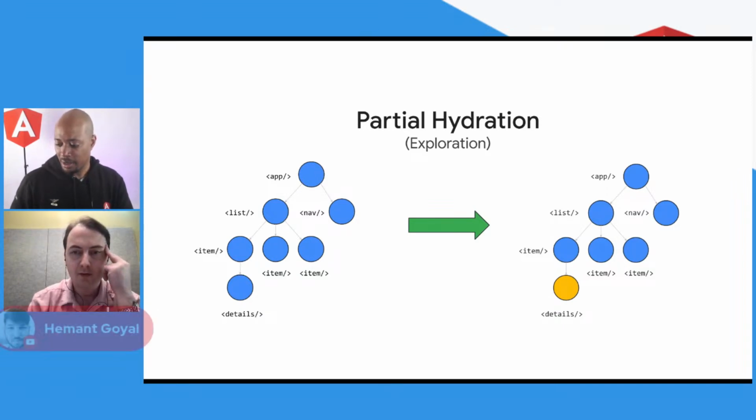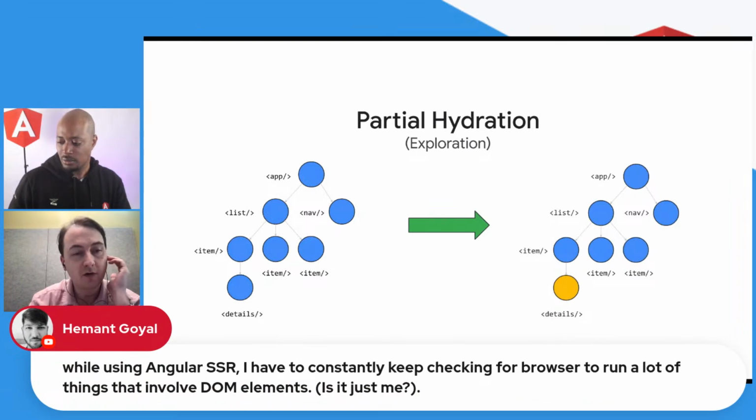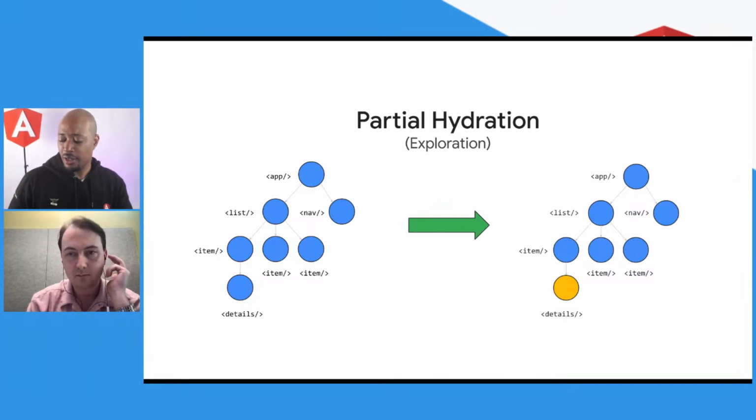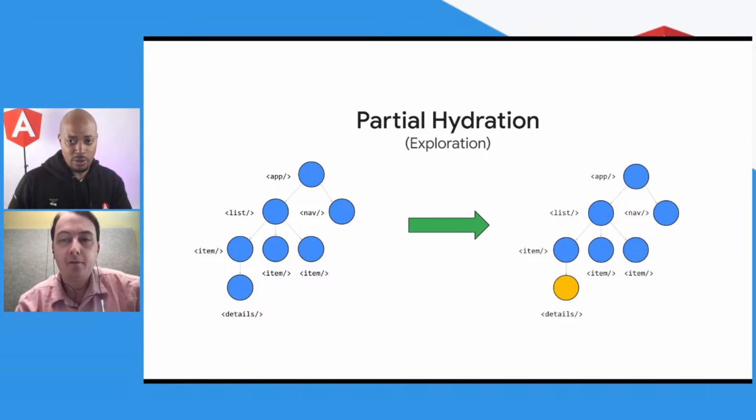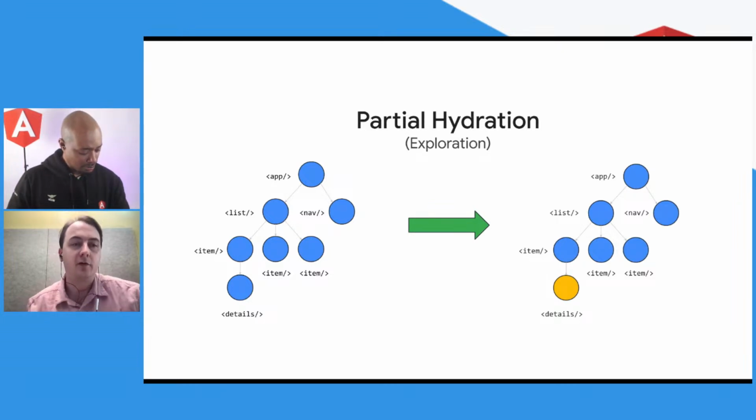Hemant asks, while using Angular server-side rendering, I have to constantly keep checking for the browser to run a lot of things that involve DOM elements. Is it just me? With hydration, things are going to be better. Try it with the new hydration model and see if you can get it working. And if it doesn't work, comment on this video and let us know, and we'll reply. If we don't have the answer right now, please leave a comment on the video after this is done, and we will get back to you.